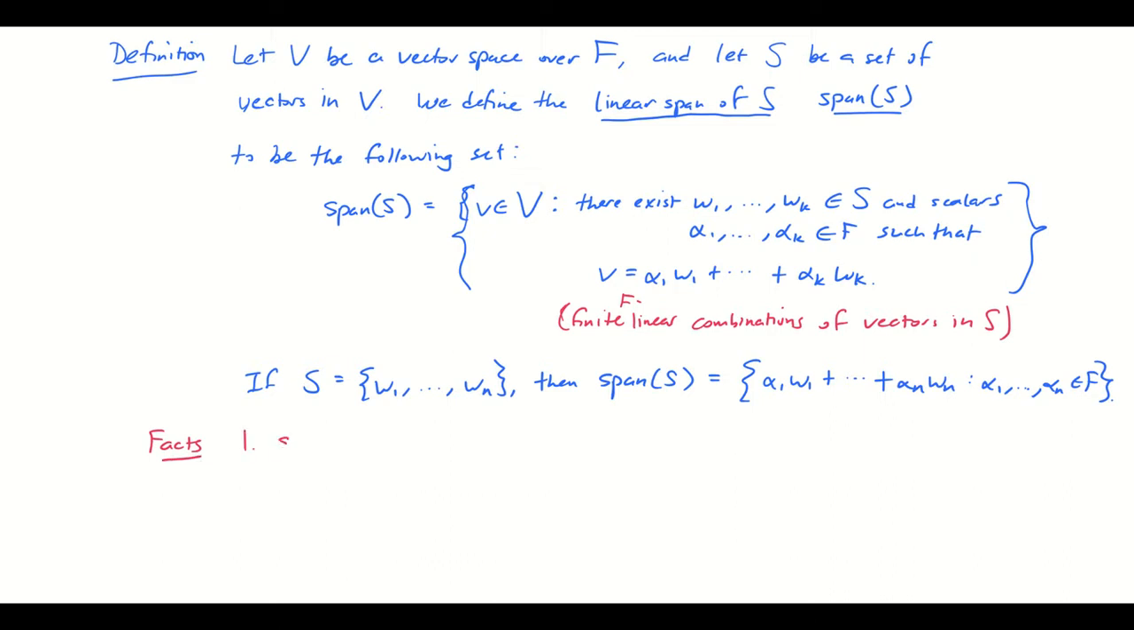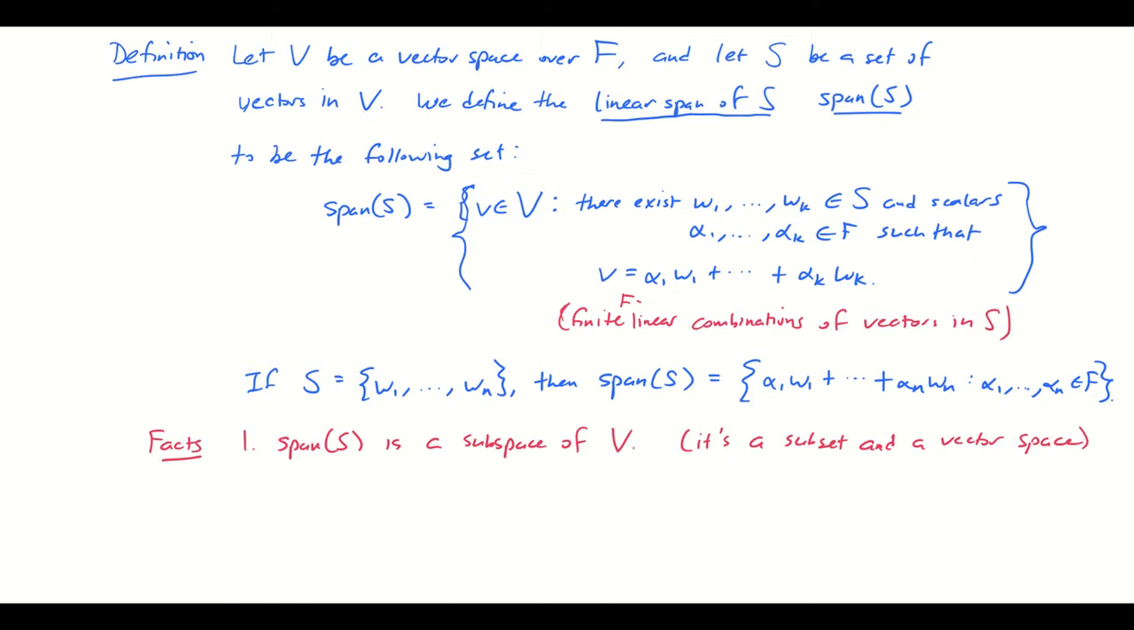Number one, the span of S is a subspace of V. In other words, it's a subset of V and a vector space in its own right. Okay, well, how do we know it's a vector space? Well, it has the same operation of addition as V has. It has the same operation of scalar multiplication. So really the main things to check when we're trying to show that something is a subspace, we need to show it's closed under addition and closed under scalar multiplication.